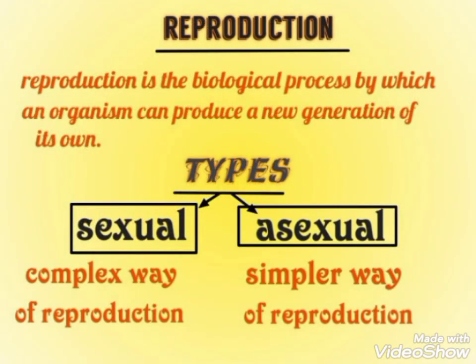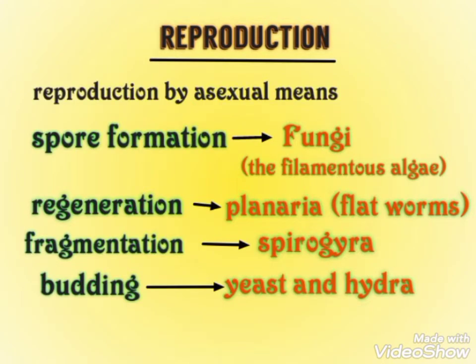Now, let's move to reproduction. Reproduction is the biological process by which an organism can produce a new generation of its own. It means reproduction is a method by which an offspring of a generation can be generated. It has two types, sexual and asexual reproduction. Sexual reproduction is the complex way of reproduction, whereas asexual reproduction is the simple way. Sexual reproduction is biparental, whereas asexual reproduction is uniparental. This is enough for your class 11th standard. Other information we'll study in higher or 12th class.